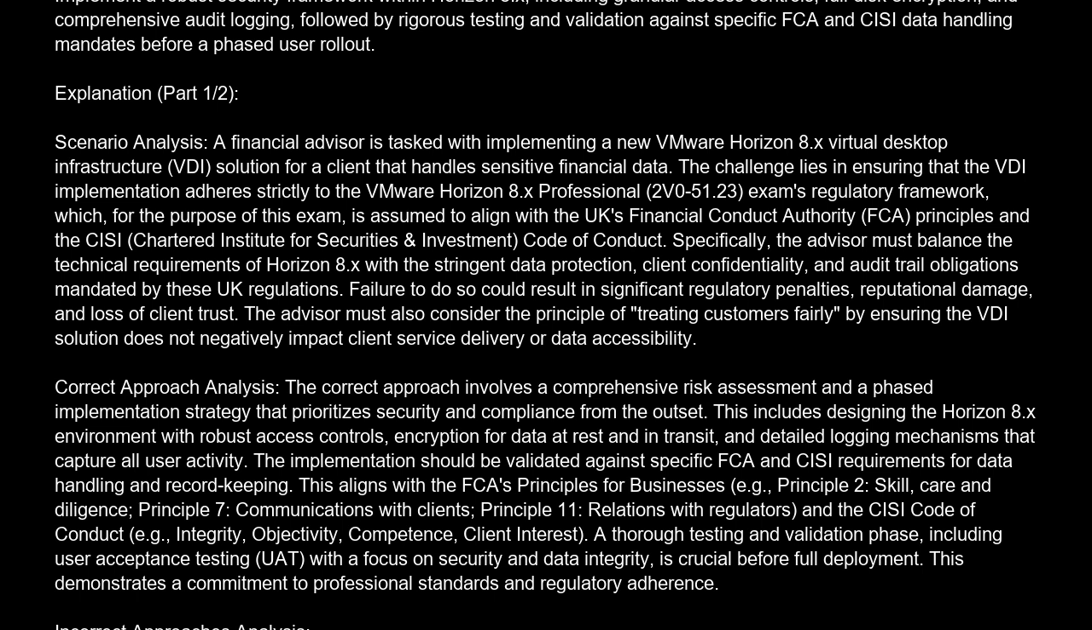Incorrect approaches analysis. An approach that focuses solely on technical performance and user experience without explicit consideration for data security and regulatory compliance is professionally unacceptable.